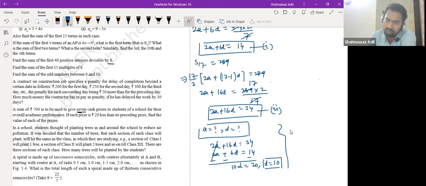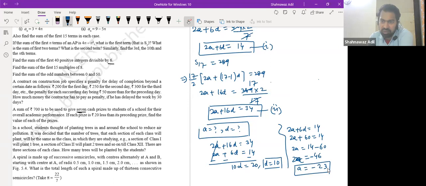Then a would be: 2a plus 6d is 14, so 2a plus 6 into 2, that is 12, is 14. So 2a is 14 minus 12. So we have a and we have d.